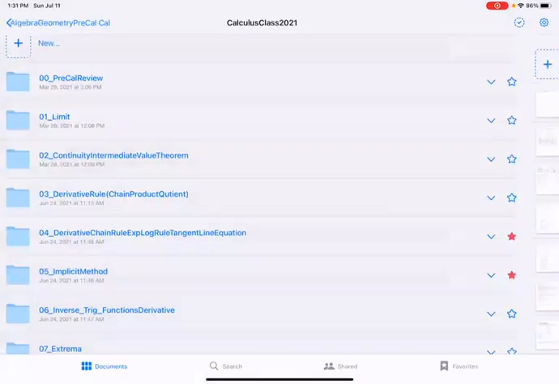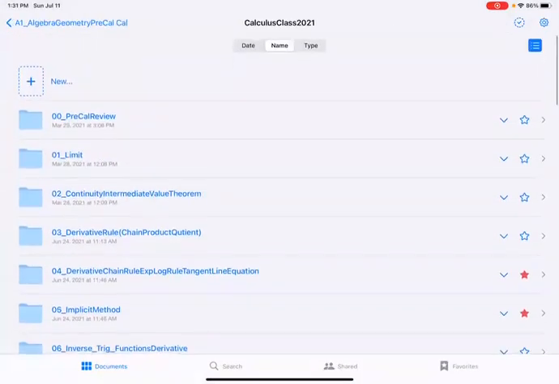This is the schedule for the calculus in this summer. We talk about the limit, and we also talk about the definition of continuity, intermediate value theorem. And then we start to do the derivative rules. We learn about the chain rule, product rule, quotient rule, okay? And last week, we talked about the implicit method.